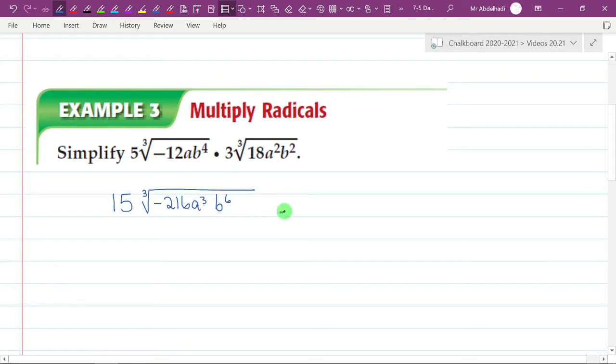But you're not done until you finish simplifying completely. So just like with the last lesson, you're going to have to chop this up, and you're going to have to find out what this is when it's simplified. So let's break this up. We have the 3rd root of 216, the 3rd root of a cubed, and the 3rd root of b to the 6th. Now, what is the 3rd root of 216?